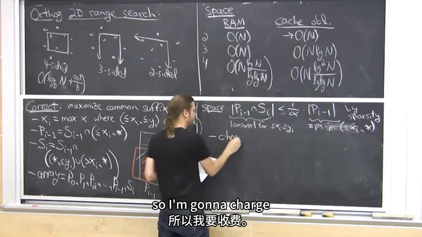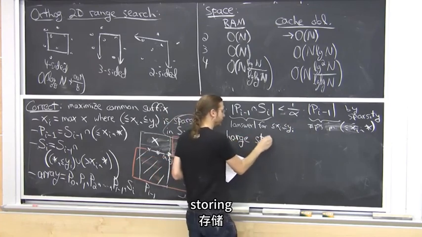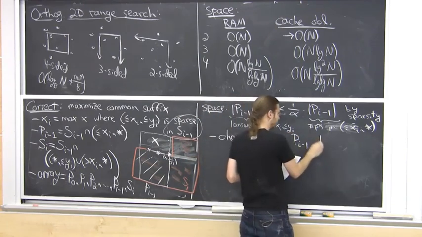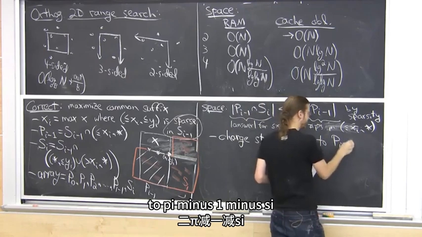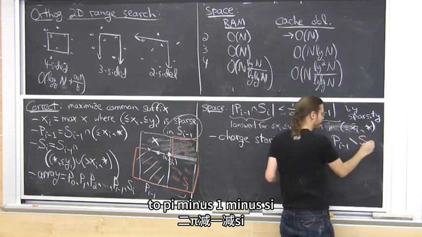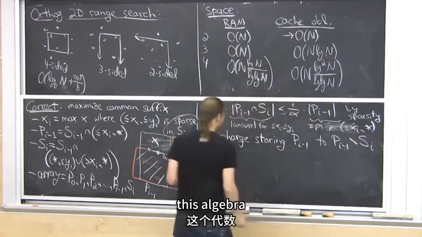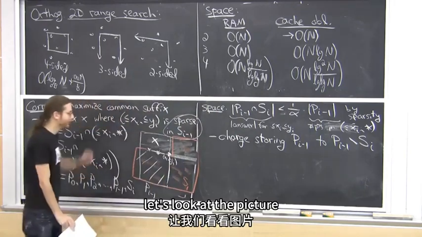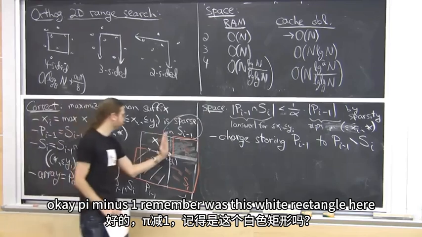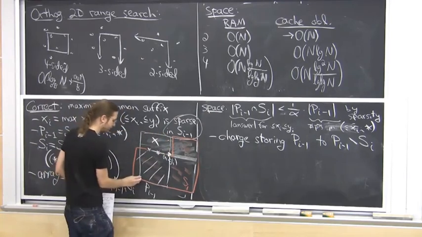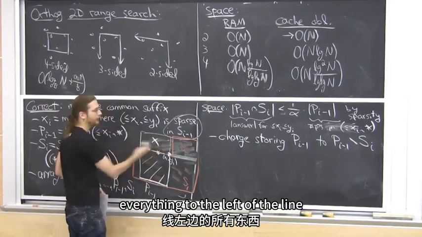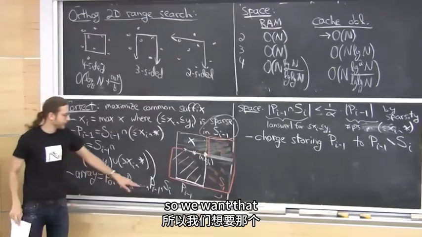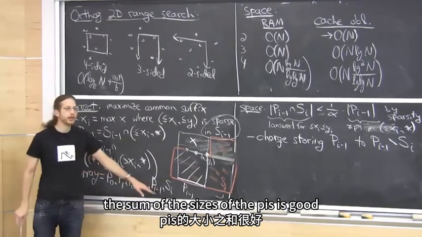So I'm going to charge storing pi minus 1 to pi minus 1 minus si. This algebra I have to interpret every single time, but that's fine. Let's look at the picture. Okay, pi minus 1, remember, was this white rectangle here. Everything to the left of the line. So now we have to store pi. So we want that the sum of the sizes of the pi's is good.